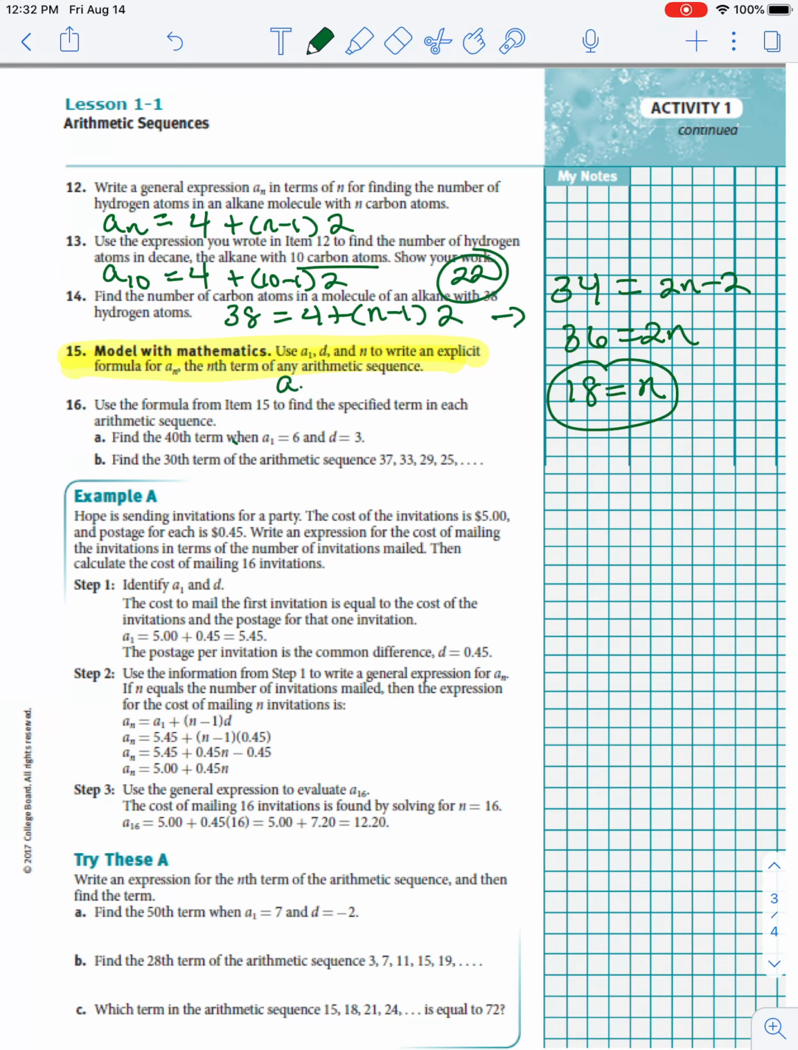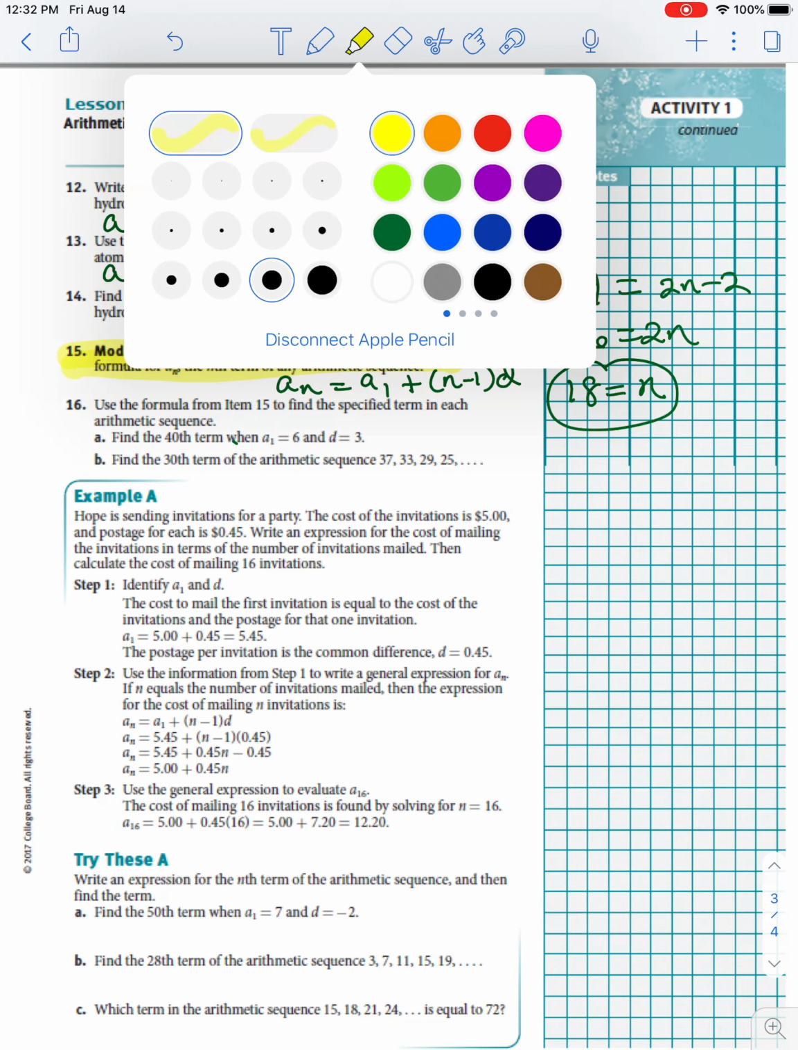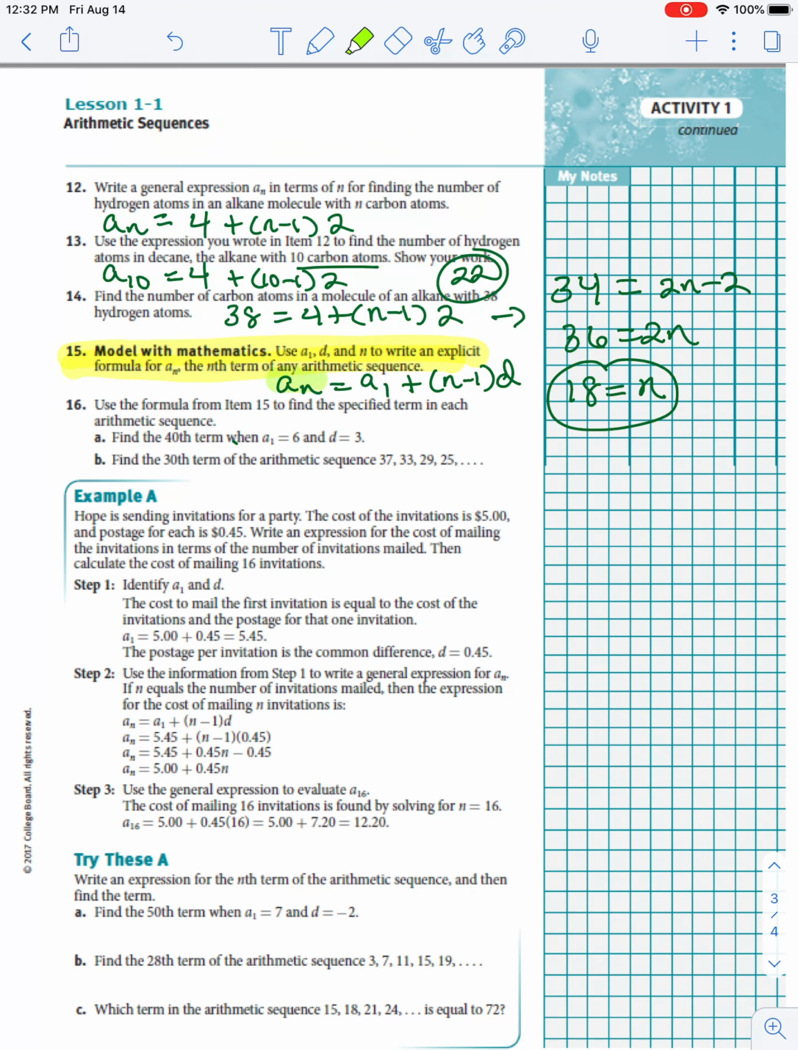And here's what it's going to look like. We are going to use a sub n, that's like any term, equals a sub 1. We need the first term, that was 4, plus the term minus 1, so n minus 1. And then finally times the common difference. So that is our formula. We developed it today. All that work we did prior to this was to come to this point and get this one formula. And then what we'll do after that is we'll practice using it.